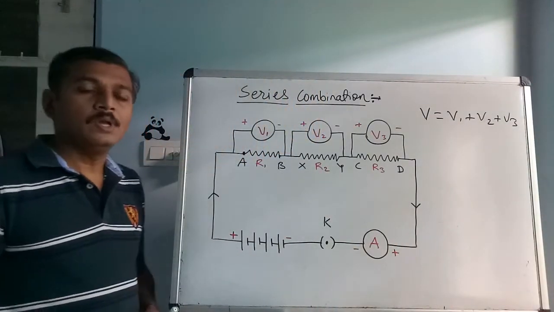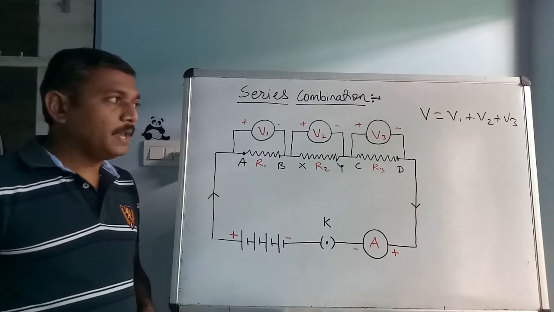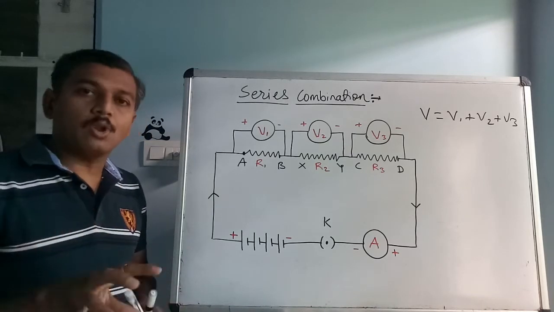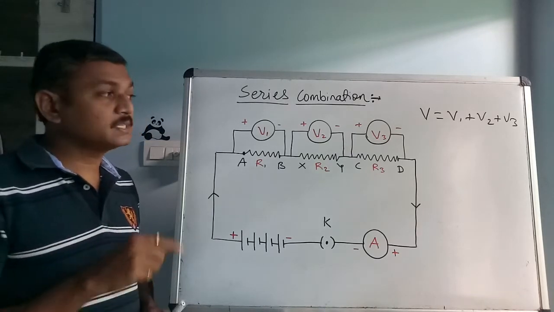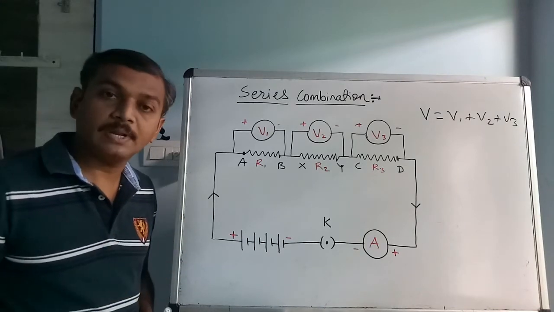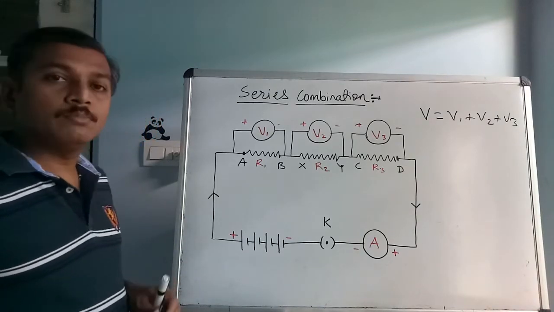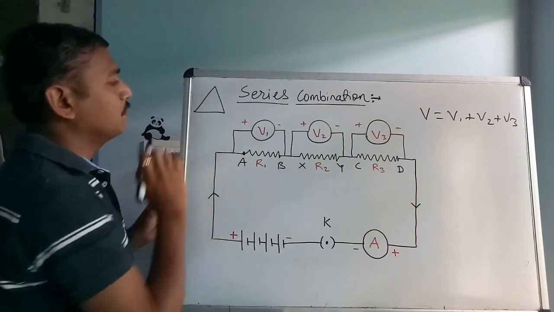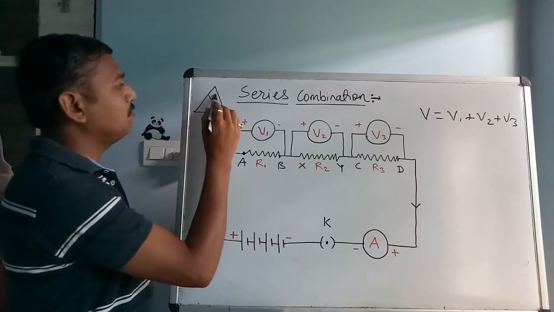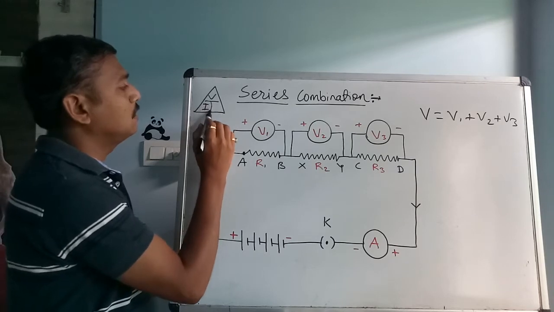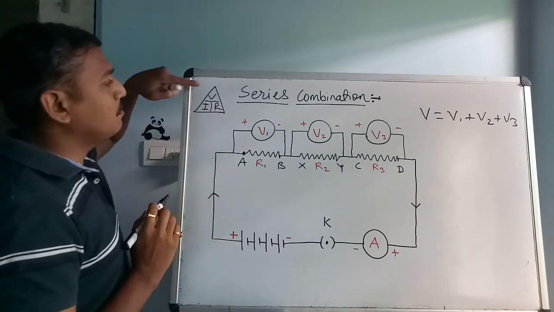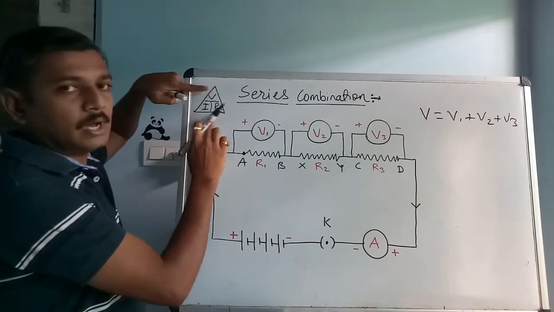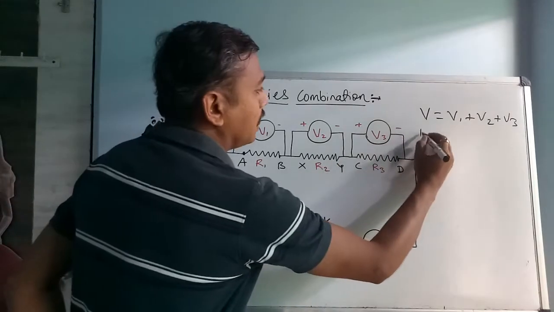Now let us apply Ohm's law to this conclusion which we got from the practical. Applying Ohm's law means, as I told you in the last video, how to remember Ohm's law by making a triangle of V, I, R. So if we want V, then V is equal to IR. So I can put IR here.